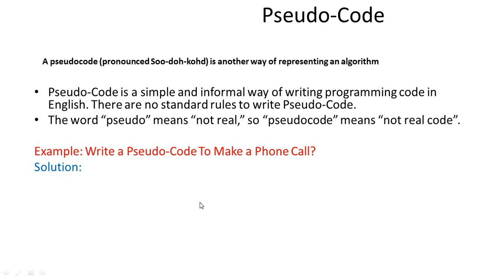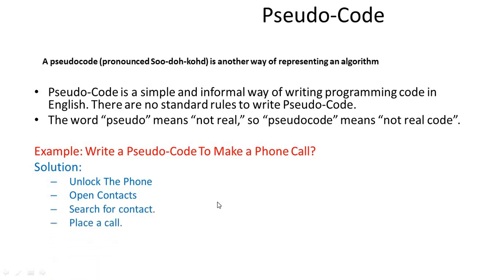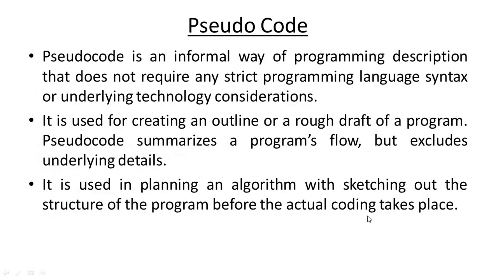For example, we take a real life example. Write a pseudocode to make a phone call. What we should do? First, unlock the phone, open the contact, search for the contact, place the call and end the call. So here we have to follow the steps. This is called pseudocode.